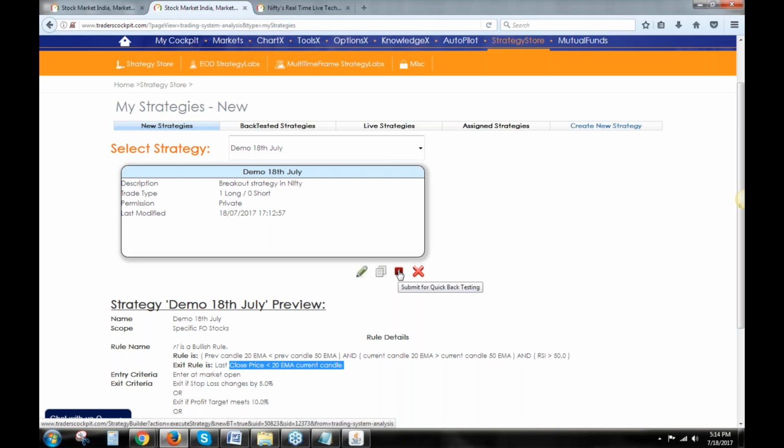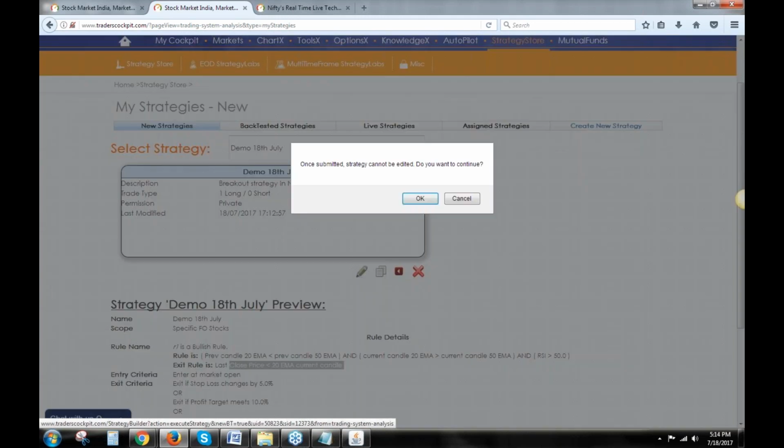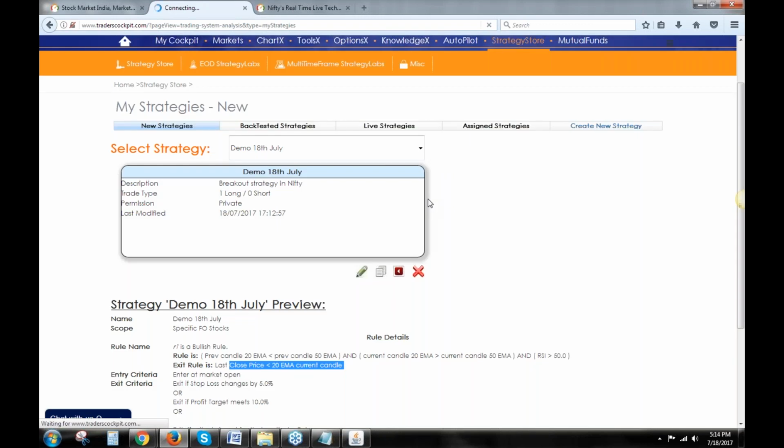Once the condition is defined, here you can either copy the strategy. Suppose you want to create multiple copies, you can copy the strategy there, or you can click on this play button here for a quick backtesting, which I'll be doing now. So once submitted, the strategy cannot be edited. Do you want to continue? Yeah.